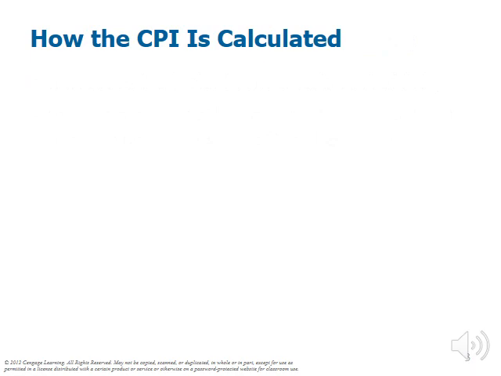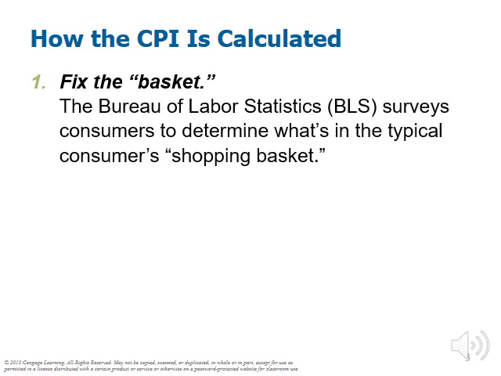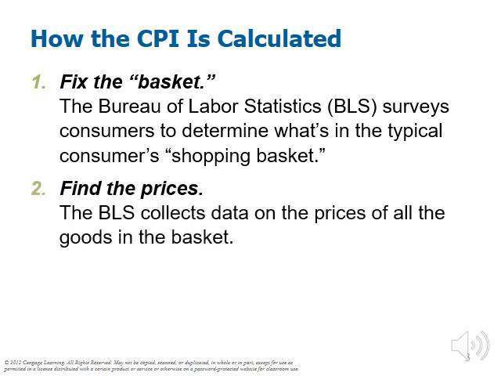When calculating the CPI, it's just like going shopping at the grocery store. First off, you figure out what you need to buy. So step one is to fix the basket. Here, we're going to be taking the quantities and the variety of goods and keep it constant every time we go shopping. The Bureau of Labor Statistics surveys consumers to determine what is in their typical consumer's shopping basket. This basket will constitute a standard of living.